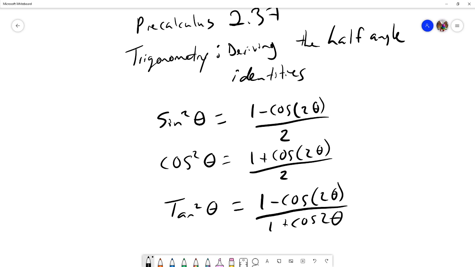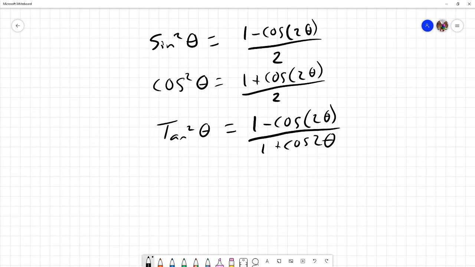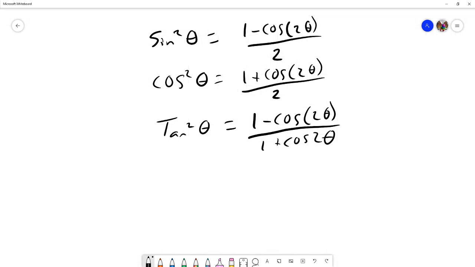Now, what we're going to do is make a variable substitution here. If we say that alpha is equal to 2 theta, then that means if we divide by 2, alpha over 2 is equal to theta.